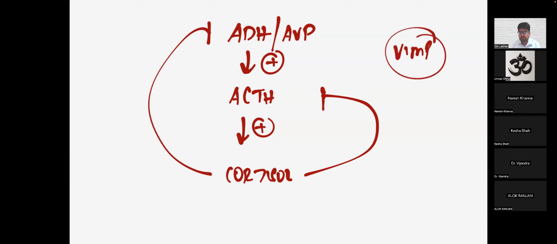The ADH or AVP also has a positive impact on ACTH, which in turn has a positive impact on cortisol, and the negative feedback is there as well. So cortisol not only inhibits CRH, but it also inhibits ADH or AVP. So it also reduces the antidiuretic hormone, the AVP. This is a very important and often missed concept. This is in fact not even taught very well in normal physiology, but in clinical practice this is what we see very commonly.